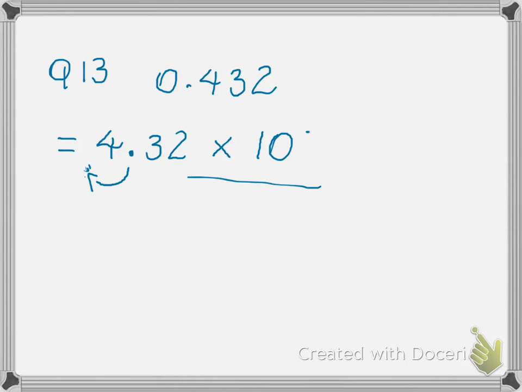Well, 1 place to the left is -1. 10 to the -1 means divide by 10. It means move the decimal point to the left 1 place. And that's our answer.